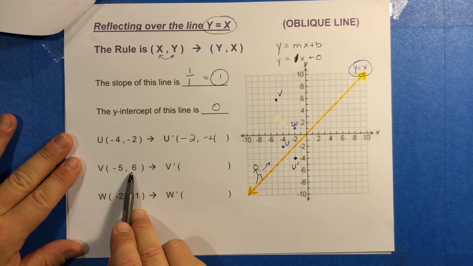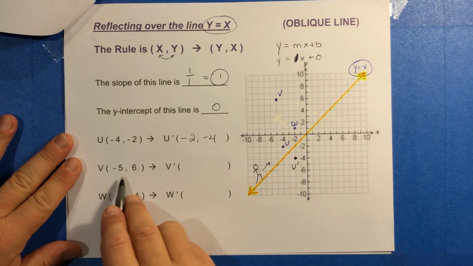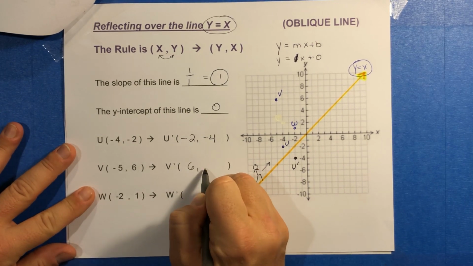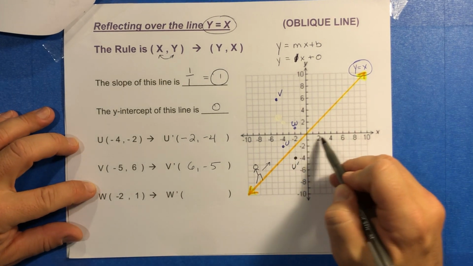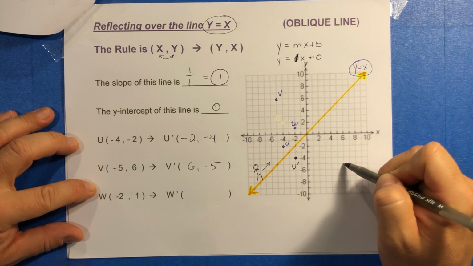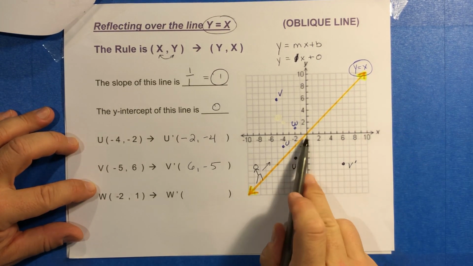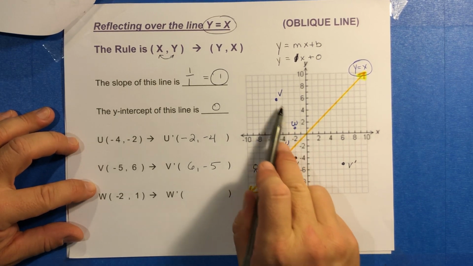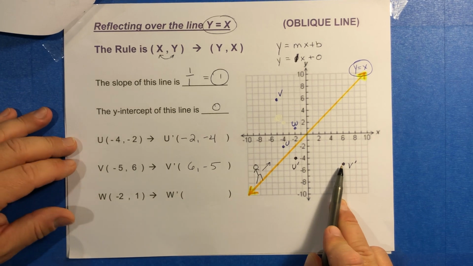Negative 5 comma 6 is point V. It's up here. We're going to swap these. That's going to end up at 6 comma negative 5. All right, let's see what happens. Let's go to positive 6 to the right and then down 1, 2, 3, 4, 5. All right, so this is going to be point V prime. And as you can see, again, V was kind of above left of the line. V prime ends up below right of the line.